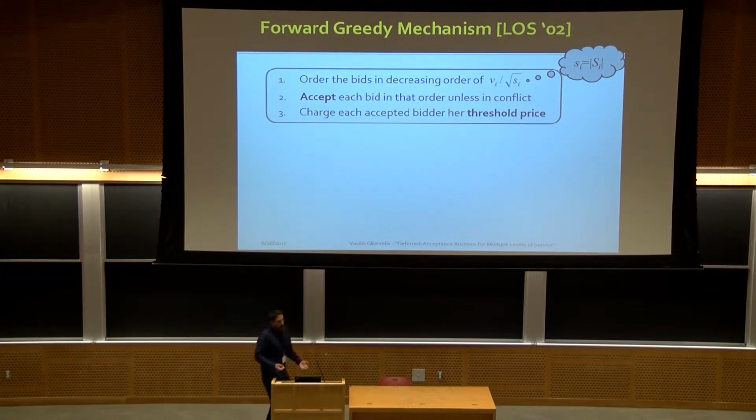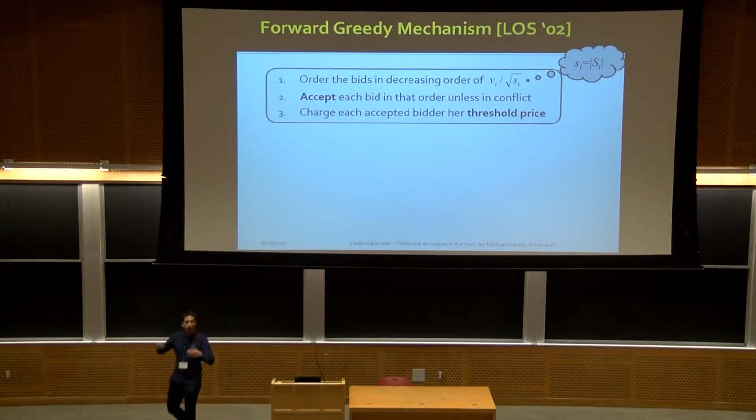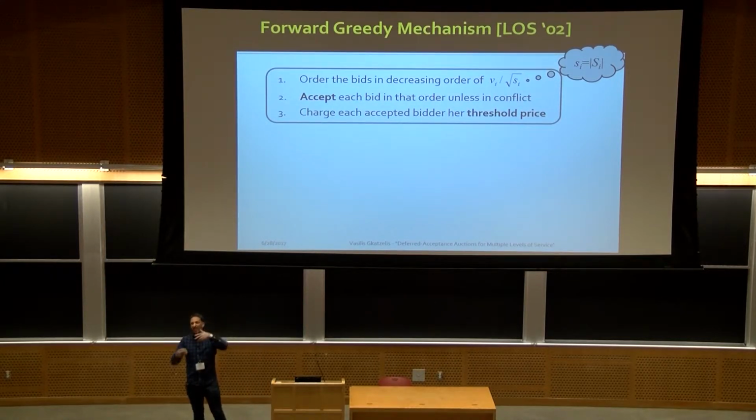Just order the bids in decreasing order of their value divided by the square root of the size. So everybody wants a bundle of size Si, and you just take the square root of that, scale the value divided by that, and that summarizes in one number the attractiveness of a bid. The larger the value, the more attractive it is. The larger the size, the less attractive it is because it's requiring too many items, right? So it's a kind of simplistic scoring function that summarizes the attractiveness of a bid.